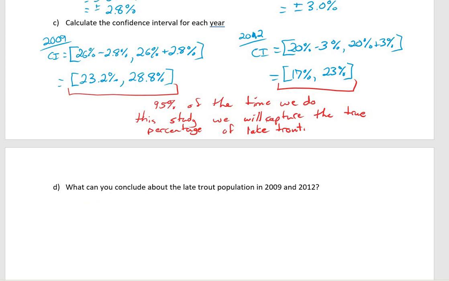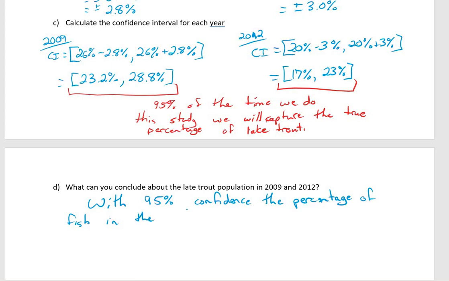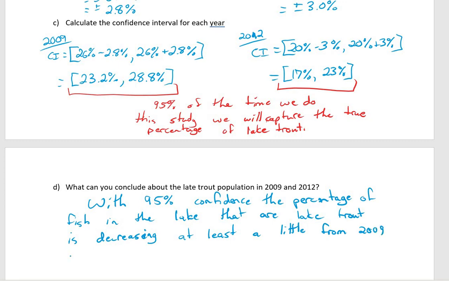But we can say with 95% confidence that the percentage of fish in the lake that are lake trout is decreasing at least a little from 2009 to 2012.